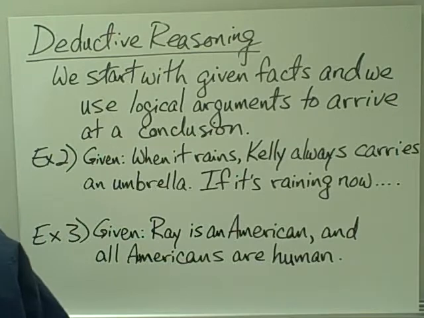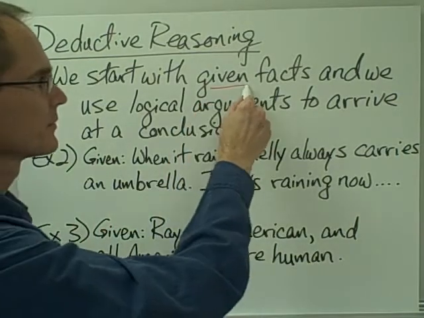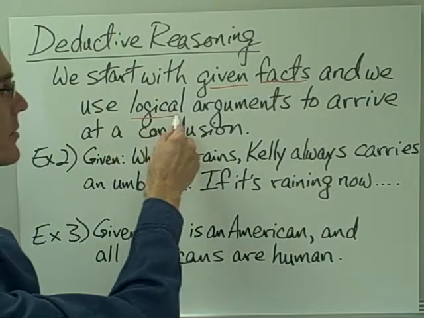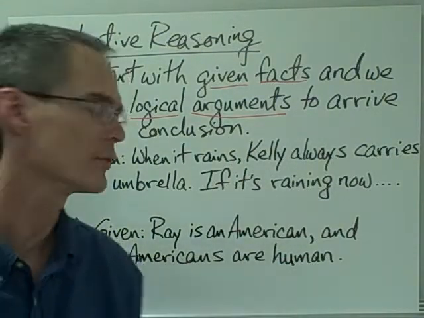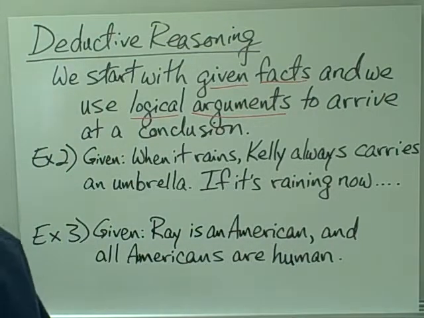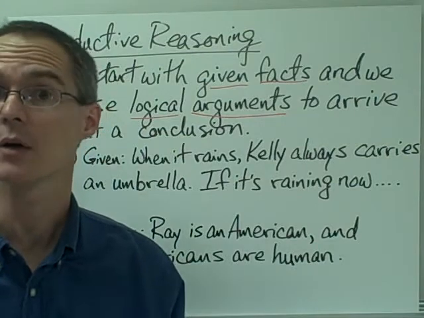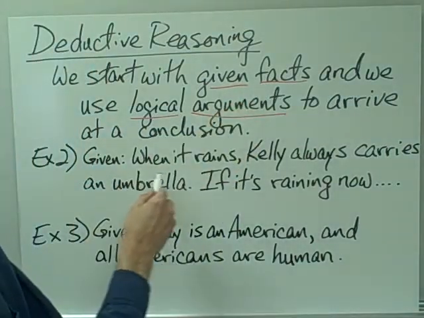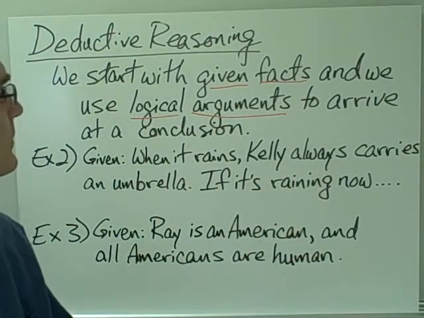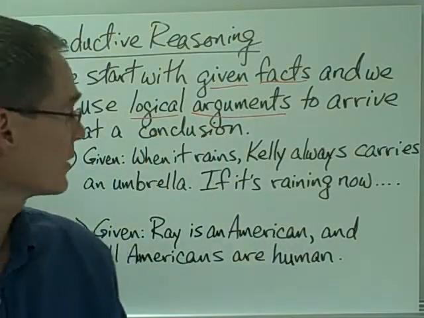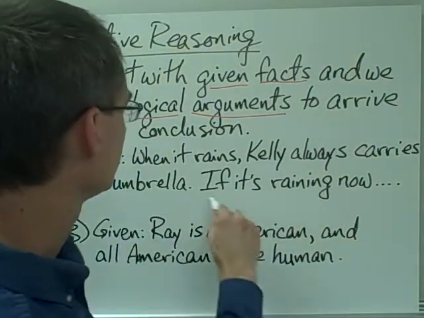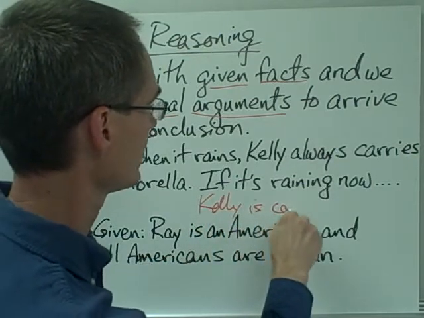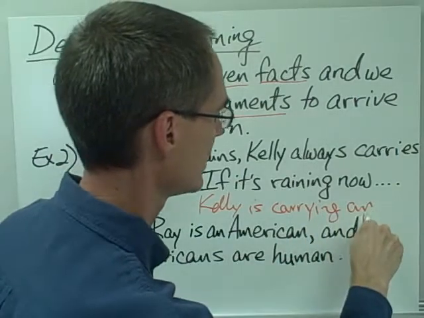Deductive reasoning. With deductive reasoning, we start with given facts and we use logical arguments to arrive at a conclusion. So let's take a look at a couple of examples of deductive reasoning. Example number 2. Given: when it rains, Kelly always carries an umbrella. If it's raining now, what could we deduce about Kelly? The given facts are when it rains, Kelly always carries an umbrella. And we're going to use a logical argument to say, if it's raining now, we can say Kelly is carrying an umbrella.